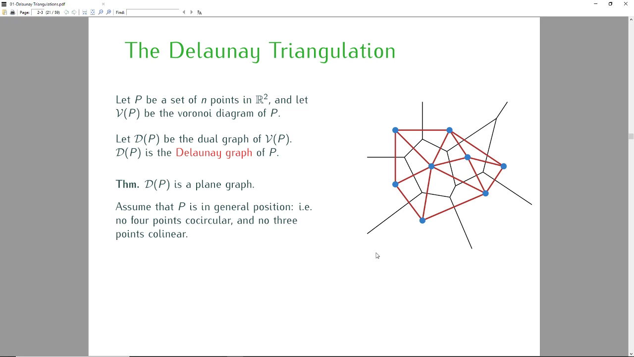To prove this, we're going to make one simplifying assumption. We'll assume that the set of points is in general position. We will assume that no 4 points lie on the same circle and no 3 points lie on the same line.